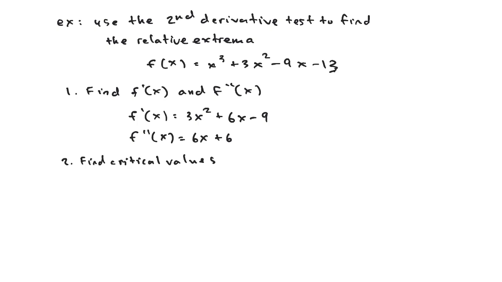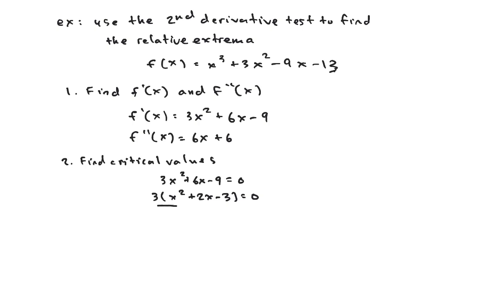Since f prime of x is a polynomial, there's no places where it's undefined, so I can just set it equal to 0. So I'll say 3x squared plus 6x minus 9 equals 0. And then I'm going to solve this by factoring. So the first thing I'll do is I'll pull out a 3. That gives me x squared plus 2x minus 3 equals 0.